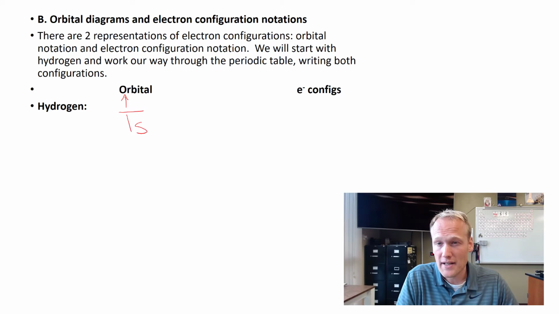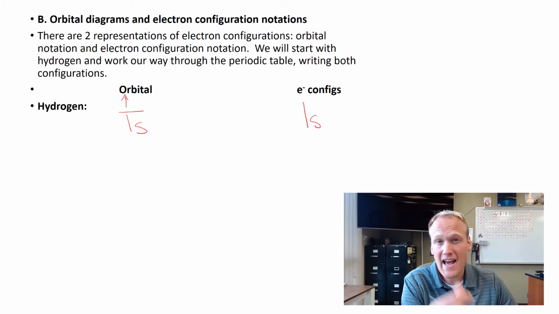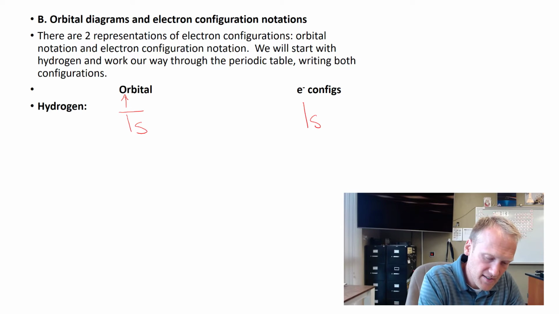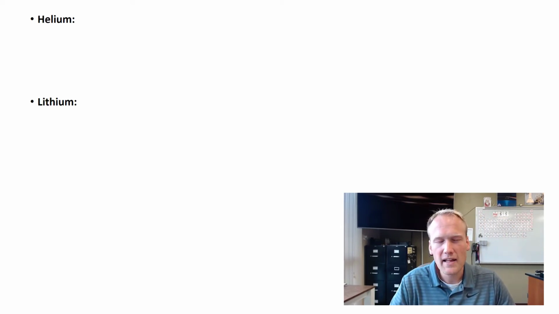The shorthand way to write this, or the electron configuration notation, would be simply to write 1s, and then you put an exponent on the s that tells how many electrons are there. So in this case, there's one electron in 1s, and so we just write it like that. Let's keep going, and I think you'll see the pattern.